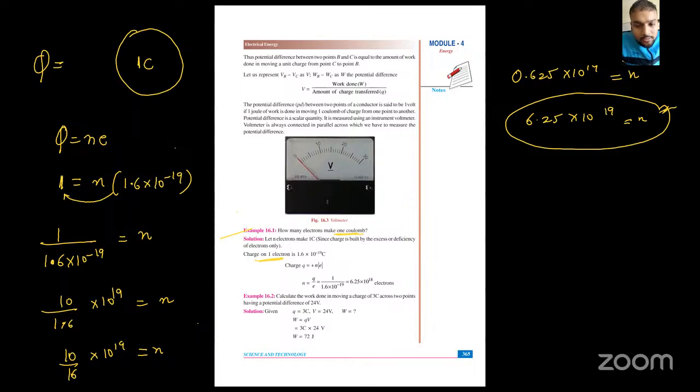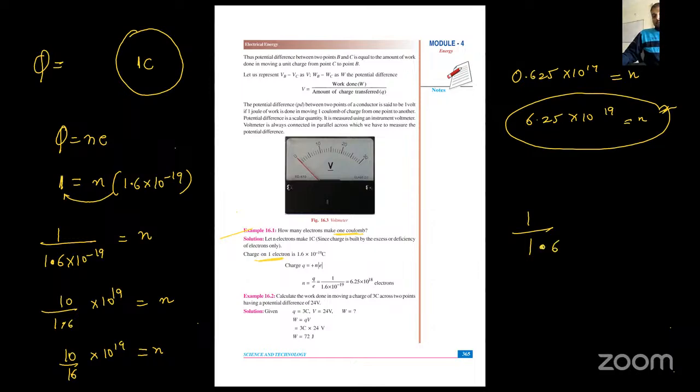Did you understand? No, still not understand. Sir, how did you remove the decimal? See, 10 upon, sorry, just give me a second. Yeah, 1 upon 1.6 is given.